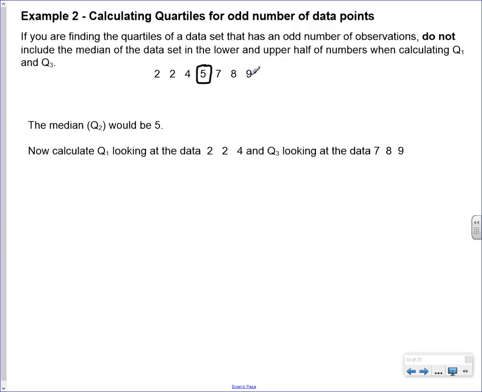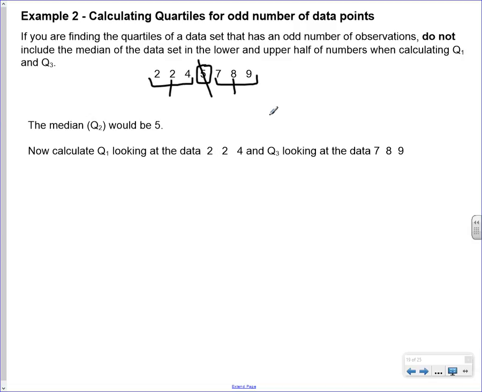The way your book decides to deal with that, and most books decide to do, is just to ignore the median and then let this be your lower half of numbers, this be your upper half. So when you're separating the data, you find the median, then you exclude it, then look at the lower half of numbers and upper half. Once you have this, this would be Q1, this is going to be Q3, because they're in the middle of their data sets.